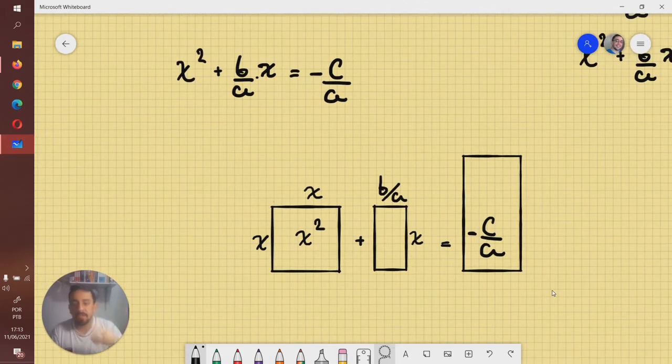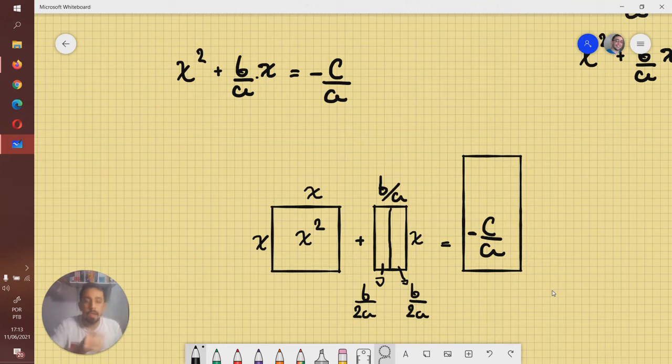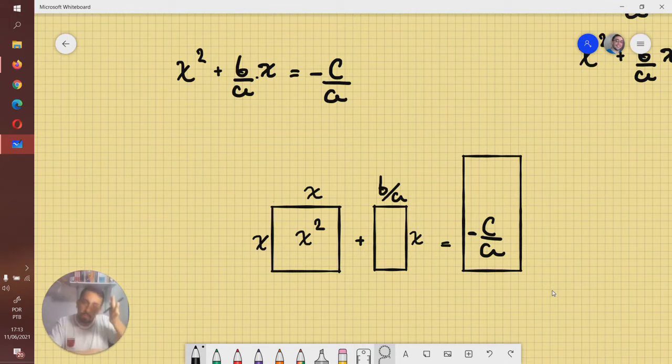I have my second rectangle. If I cut this in half, I'll have two smaller rectangles side by side, in which the top and the bottom measure b over a. If I divide it by 2, do you agree that each side here will measure b over 2a? b over 2a, okay? And when I join them back as it was originally, I'll have the whole rectangle measuring b over a on one side, and the height, which we normally call x.